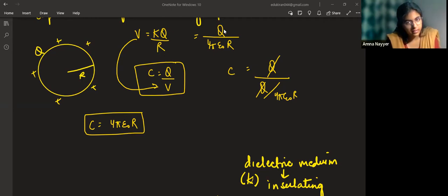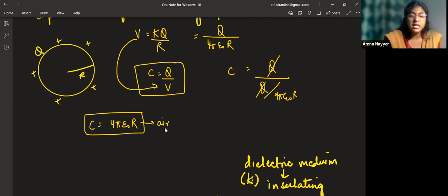Vacuum. Good, Shabis. Vacuum or air. Yes, Faiza. Correct. It would be air, right? So if your medium is air, this is the formula you are going to use. But does a medium always remain air?